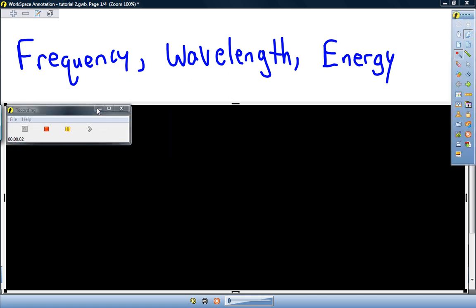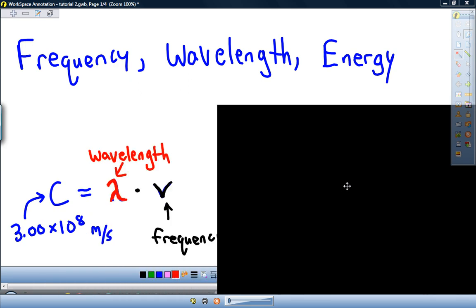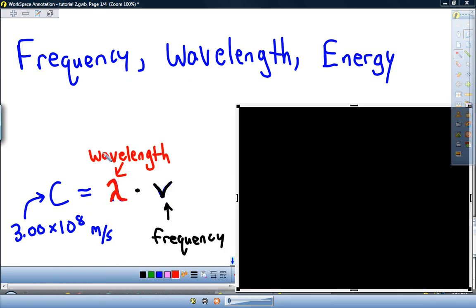I want to continue talking about waves, properties of waves, and get into more of the calculations involving frequency and wavelength and energy. There's two formulas that we're going to be using a lot this unit. The first formula is on the left here. What we've found mathematically is that the speed of light, represented by the letter C, through a vacuum is 300 million meters per second, or 3 times 10 to the 8th meters per second. And this is equal to the wavelength, represented by the Greek letter lambda, times the frequency, represented by the Greek letter nu. So wavelength times frequency is equal to the speed of light.